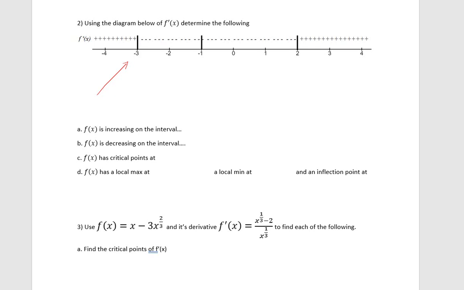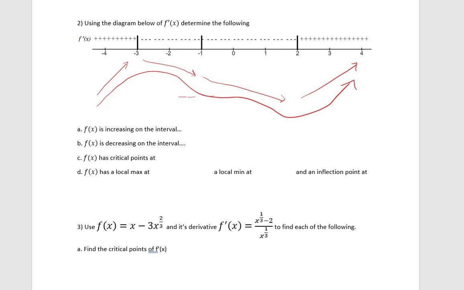Between negative 3 and negative 1, it would be negative. That means that it would be decreasing. And between negative 1 and 2, it would also be decreasing. And from 2 to 4, it would be increasing. So what I probably have is a graph that looks something like this. Okay? The reason I kind of made it level out right here is because if they included negative 1, that probably means I have a slope of 0.